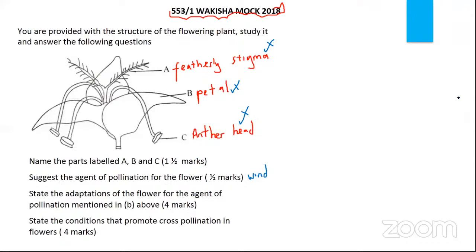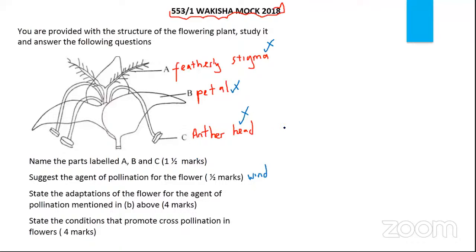Yes, Isabella, can you give us one? Feathery stigmas. How is it an adaptation, Isabella? Because when they ask for an adaptation, you identify a feature and how it helps in the process which you want to talk about. So, Isabella, how are the feathery stigmas an adaptation?